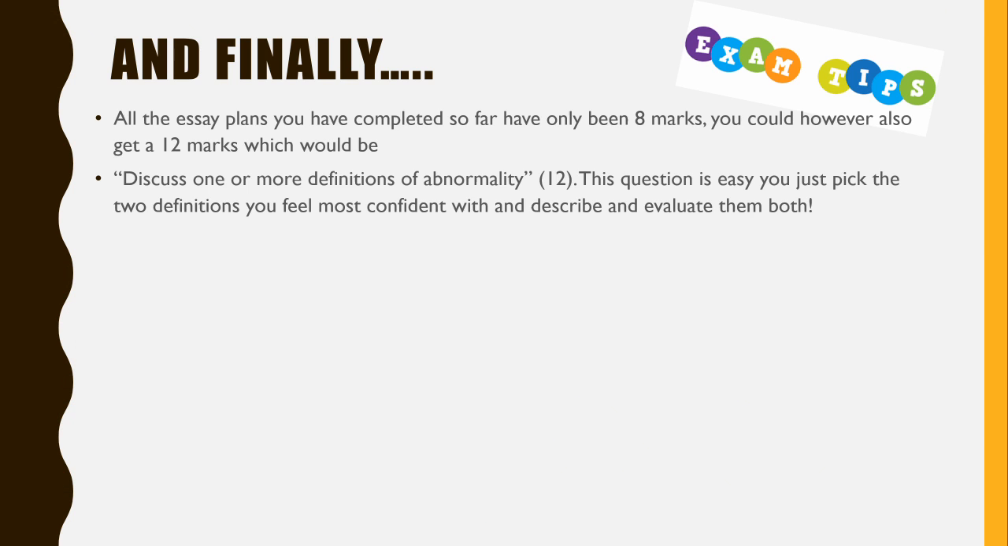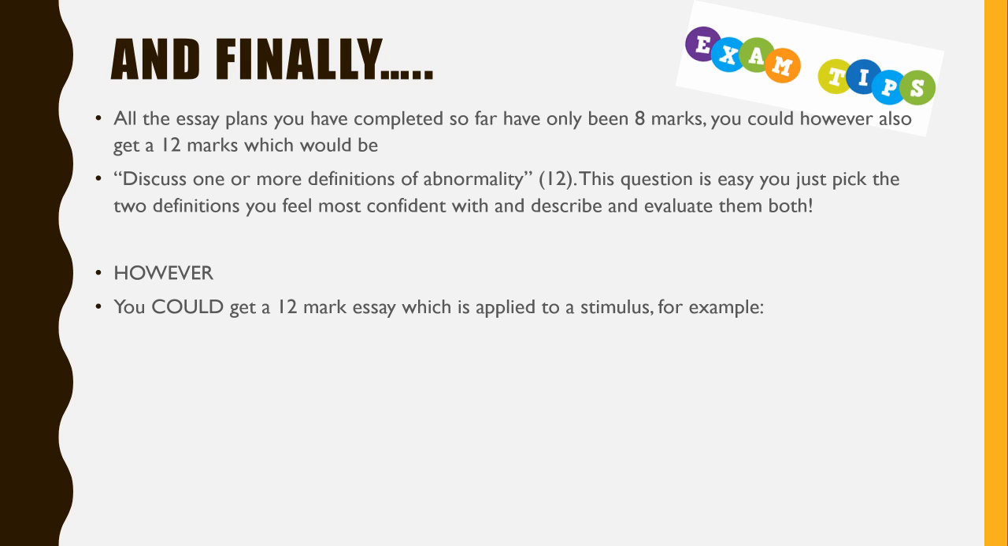Okay, so the final thing to note here is that all the essay plans that I've given you to complete so far have only been worth 8 marks because they're only describing and evaluating one definition. However, as I already told you in the first video, you could get a 12-mark question. Those 12-mark questions will normally be phrased as follows: discuss 1 or more definitions of abnormality. The reason they're worth 12 marks rather than 8 is because they're expecting you to describe and evaluate 2, bare minimum. You could do 3 if you wanted. So that would be nice and easy.